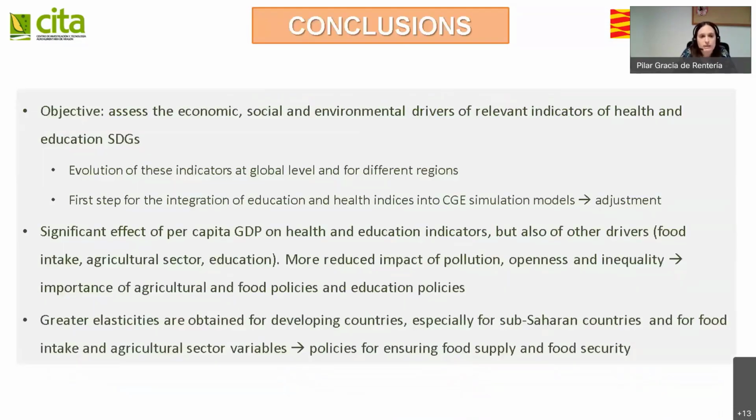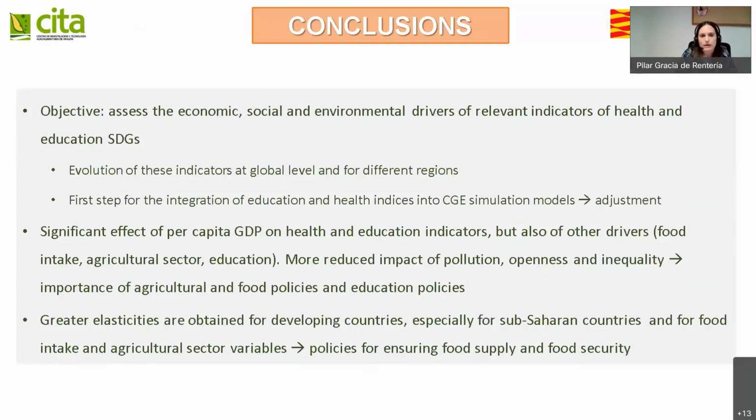So to summarize, this research aimed at assessing the drivers of relevant indicators of health and education SDGs, and the results obtained provide very relevant information about the rationale that guides the evolution of these indicators, both at a global level and for different regions. And the elasticities obtained also are a first step for the integration of education and health indicators into CGE simulation models. And now we are working on this issue. In particular, my colleague George Philippidis is working on that, trying to introduce these indicators into the MAGNET model.